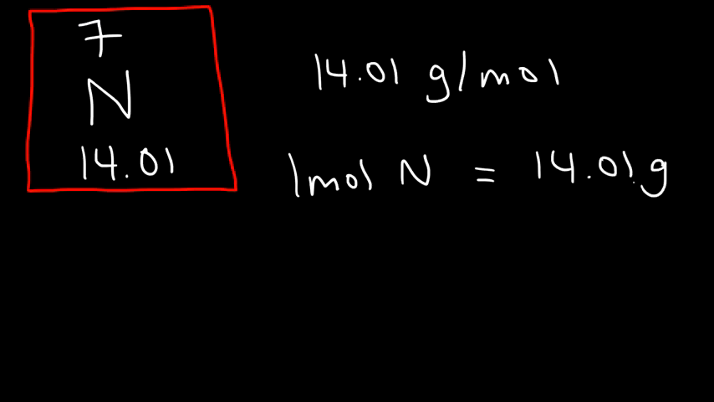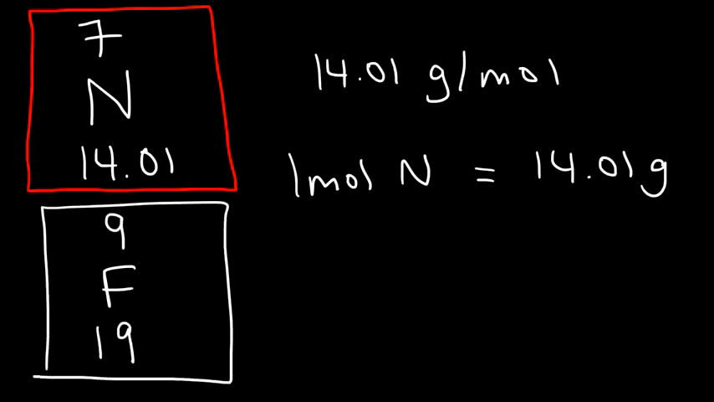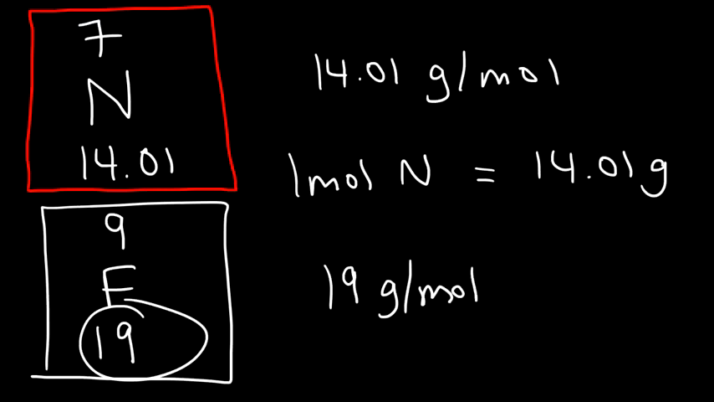So let's say we wanted to find the molar mass of atomic fluorine. Fluorine has an atomic number of 9, but a mass number of 19. So this is the molar mass of fluorine. It's 19 grams per mole. So every mole of fluorine atoms has a mass of 19 grams.